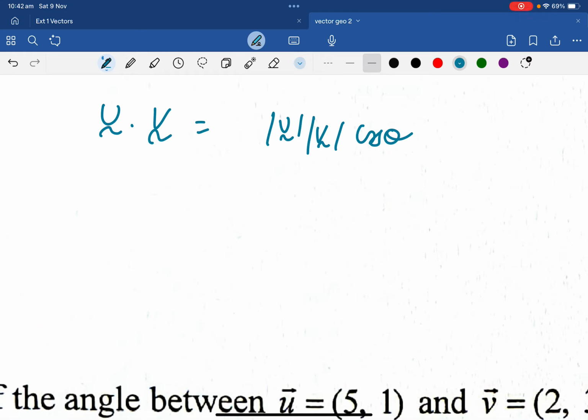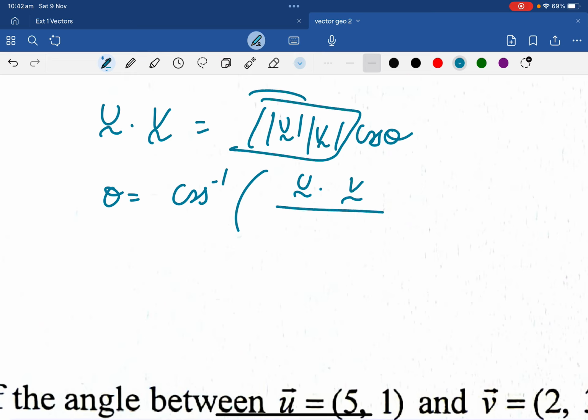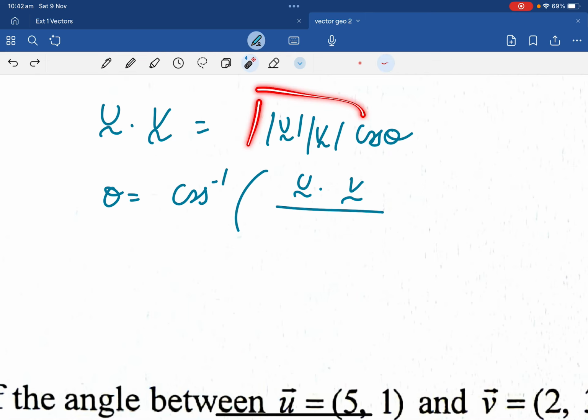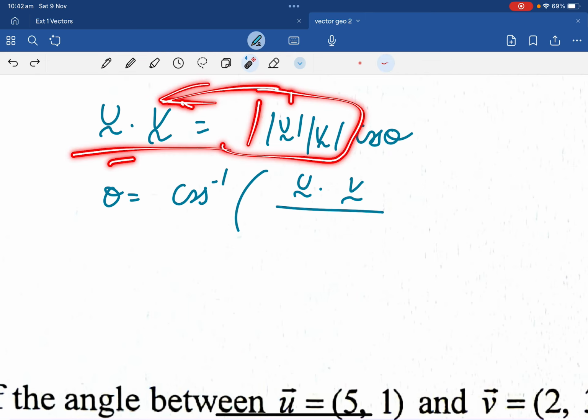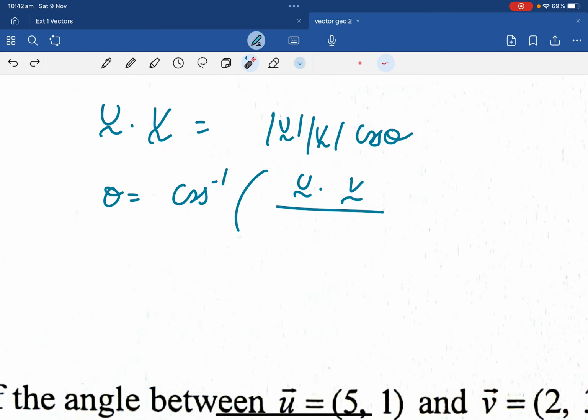Okay, simple. So now that we know that, we want theta, right? So theta is equal to cos inverse of vector u times vector v over the magnitudes, you're just shifting this over to the other side. You get what I mean? Take this, divide it through, so you get cos theta, and then theta is just cos inverse.